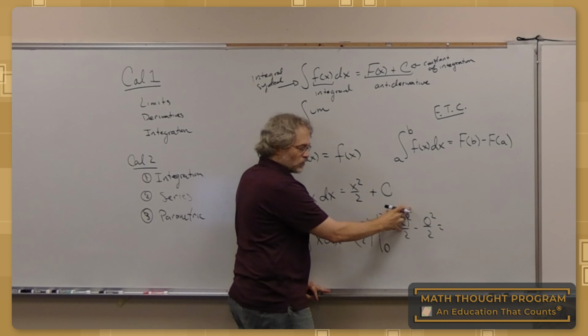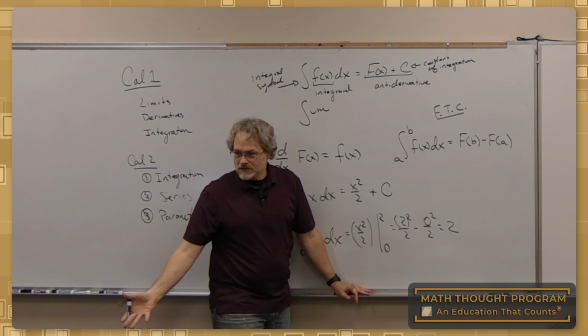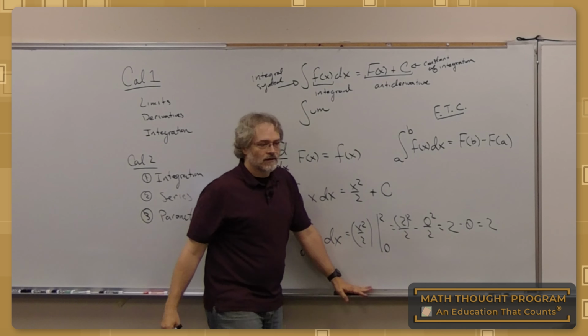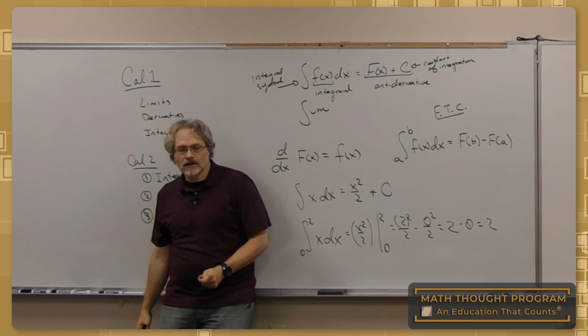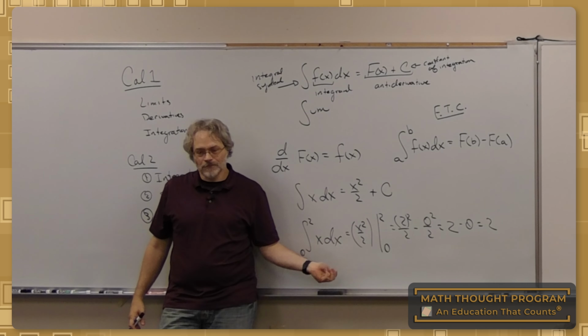We get 4 over 2. Divides out to 2, and then subtract it off 0, and we get 2. And there's the answer. Okay, but again, this is a definite integral.